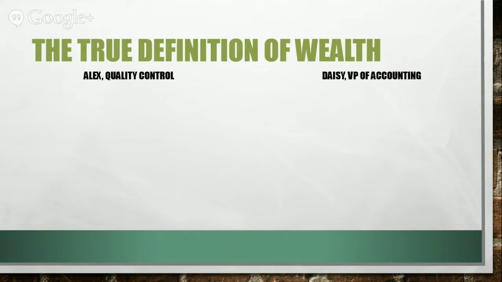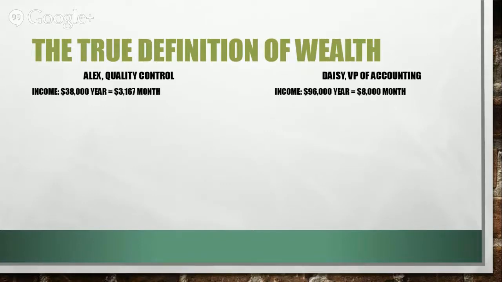But I have two people that I'm going to compare. One of them is Alex, and Alex works doing quality control, and the other person is Daisy, and Daisy is actually the VP of accounting for a firm. Now, if you look at how much money they make, Alex makes about $38,000 a year, and if you break that down per month, he makes about $3,167 a month. Again, these are all net, so they're before taxes. Daisy, as you can see, makes $96,000 a year, and her monthly income is $8,000.